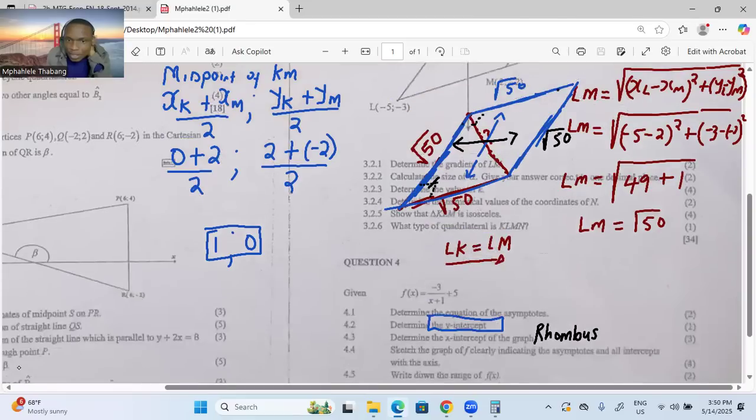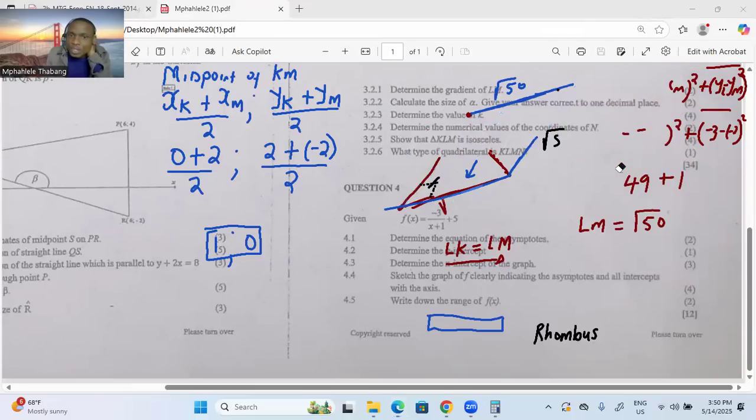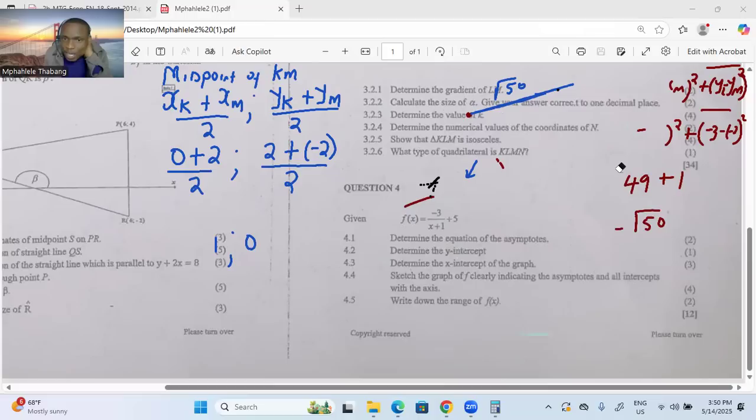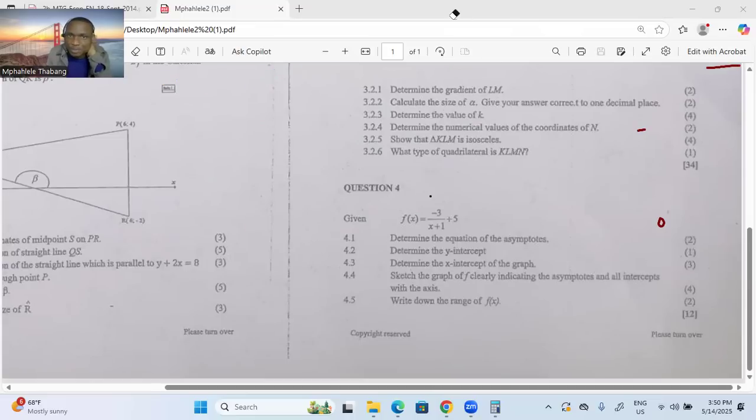Okay, so now let me go to question 4. Now here they say determine the equation of the asymptote on 4.1. So here we are dealing with the topic of functions.